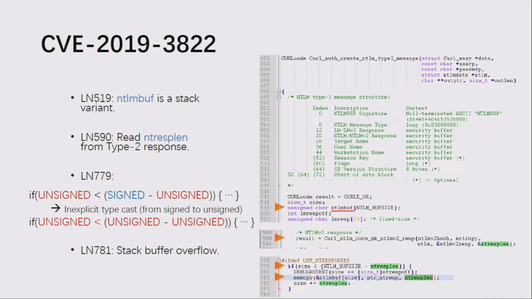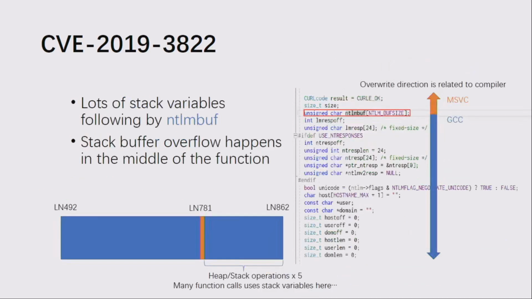In line 781, because the NT response length is bigger than the remaining size of NTLM buff, here will be a stack buffer overflow. When the code triggers a stack buffer overflow, the overflowed variable is in the middle of a lot of stack variables. Although the program may have stack cookies, an attacker could choose not to overflow that, but instead override stack variables and control the flow of the code.